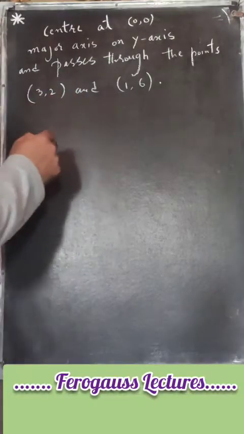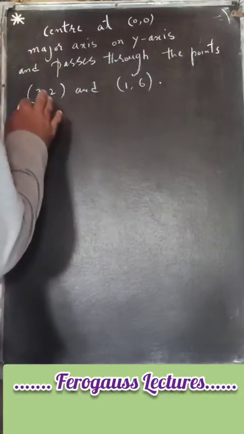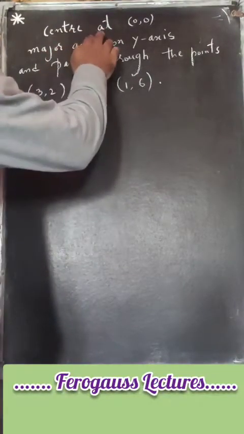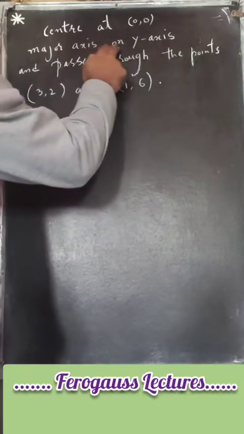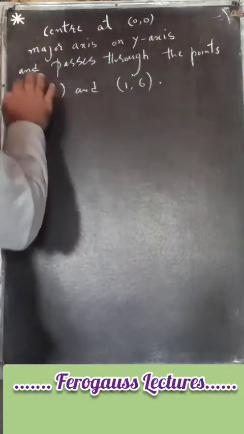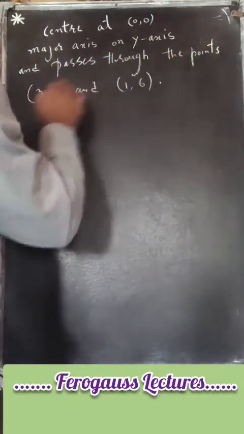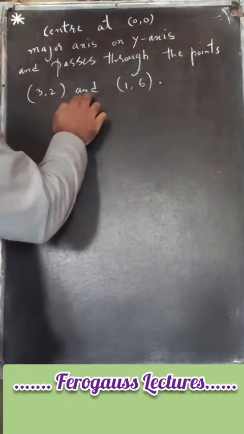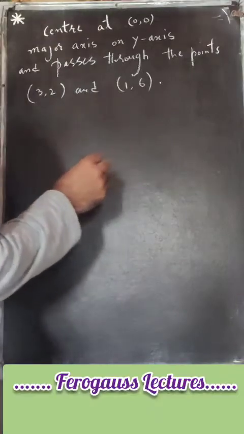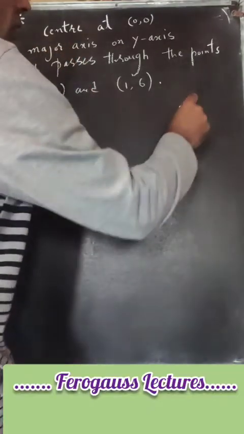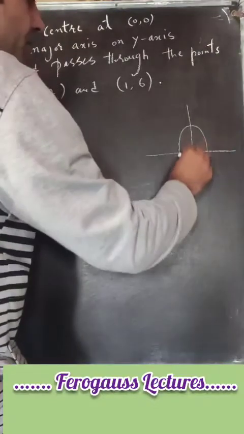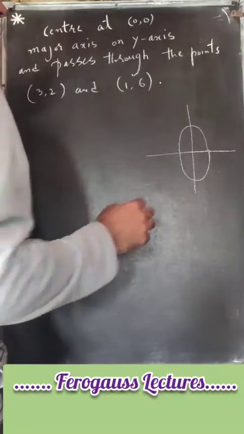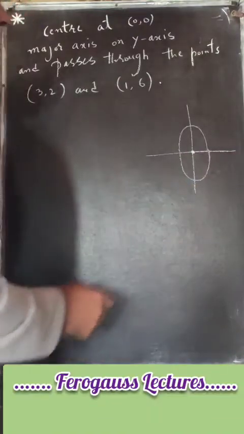Here we have to find the equation of an ellipse. It is given that the center of the ellipse is at the origin, that is (0, 0), the major axis is on the y-axis, and the ellipse passes through the points (3, 2) and (1, 6). Since the major axis is along the y-axis, the ellipse is like this and the center is at the origin.